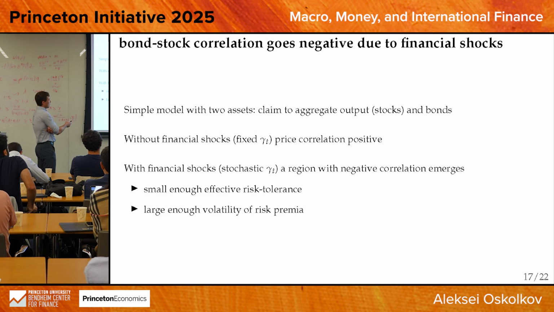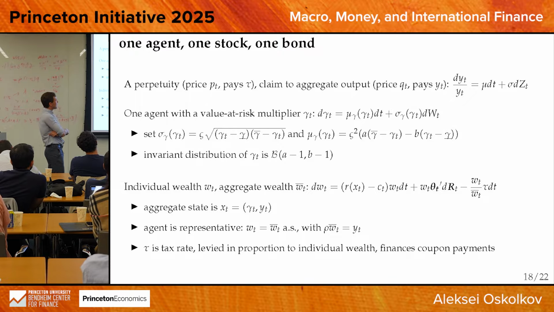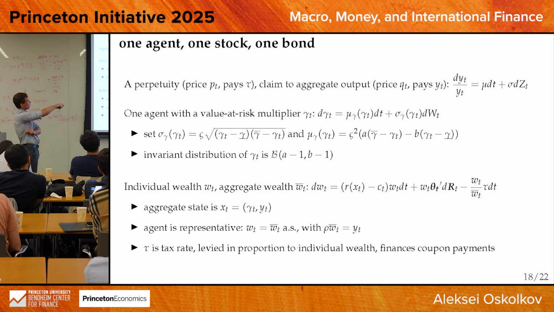Okay. So what exactly I have in mind is the same Lucas tree as before. Let's make it geometric Brownian motion for simplicity. There's going to be an agent whose value at risk multiplier is evolving stochastically as well. If you remember, there's the Z that drives the dividends, and there's the W that drives the gamma. One trick here is to impose a specific form on the stochastic process for gamma. If you choose the volatility to be in this form and the drift to be in this form, then the invariant distribution of gamma is going to be a beta distribution with these 2 parameters, A and B. This is nice for some technical reasons.